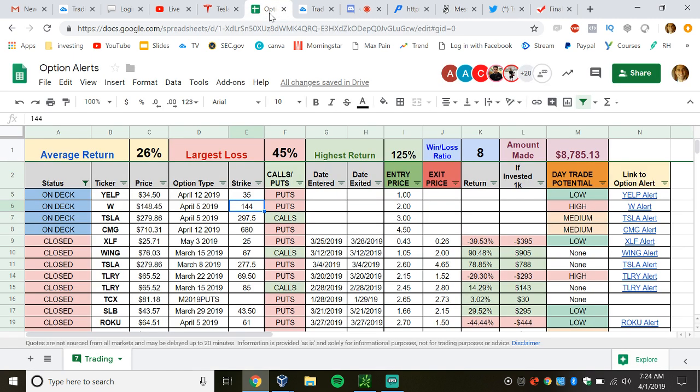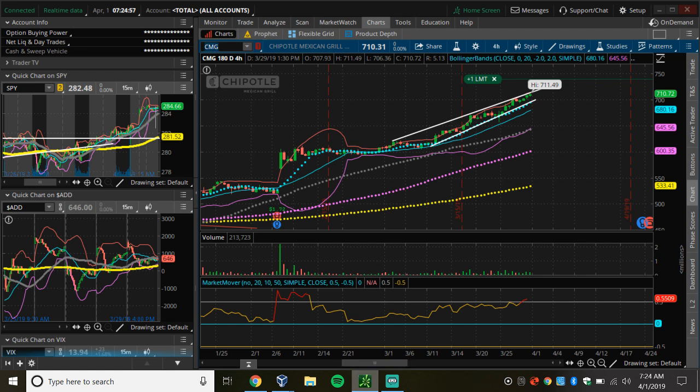On the options spreadsheet, I think we have Yelp. So W, Tesla, CMG. The reason I put 4 on Sunday, I don't usually put 4, is because Tesla and CMG, I knew we would have to wait to enter them. The option prices are expensive. That's why I picked the expensive ones, because we would have to be patient. So Yelp is our next one. We're going to go puts on Yelp, and we'll just check those out.